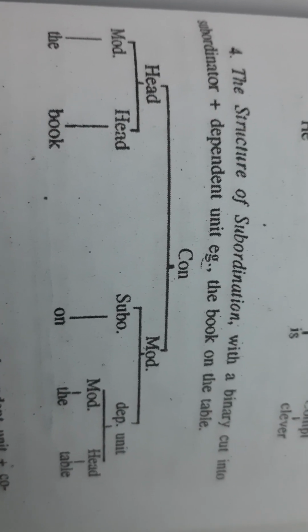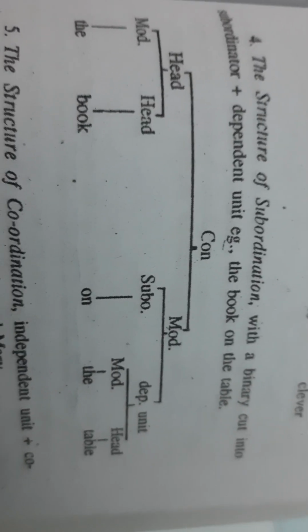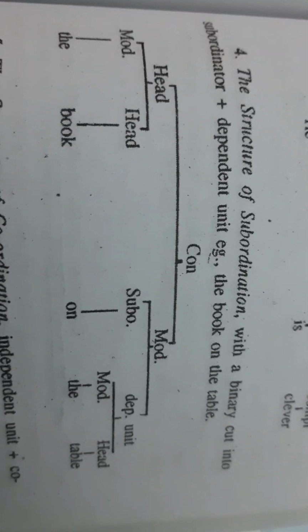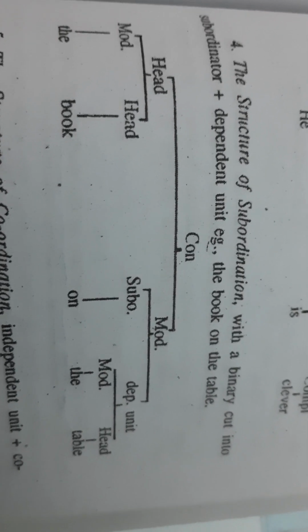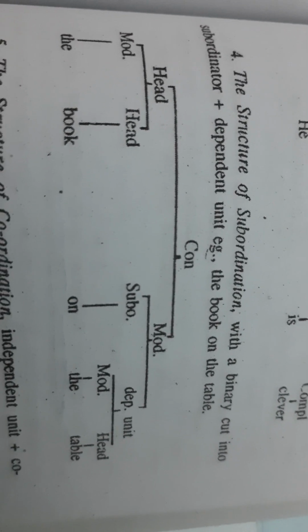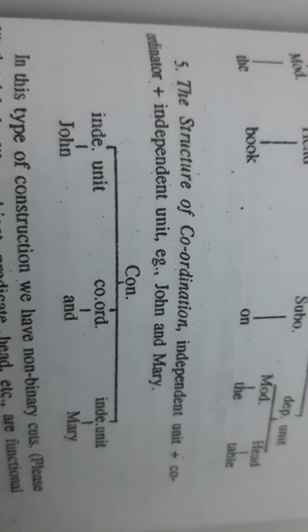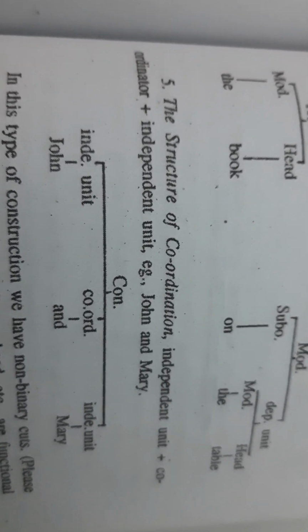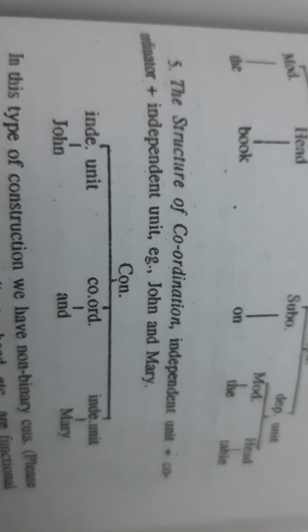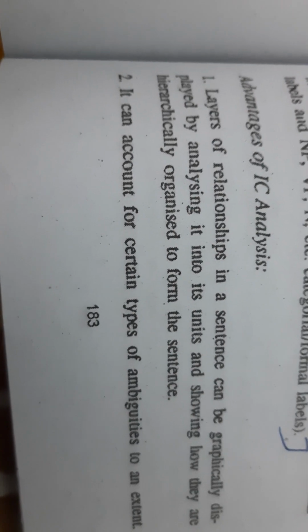The next one is the structure of subordination. The book on the table: the is modifier, book is head, on is subordinate, then the is again modifier, and table is the head. The next one is the structure of coordination, John and Mary. And, as you all know, is a coordinating word, John is an independent unit and Mary is another independent unit. Now we'll look into the advantages of IC analysis.